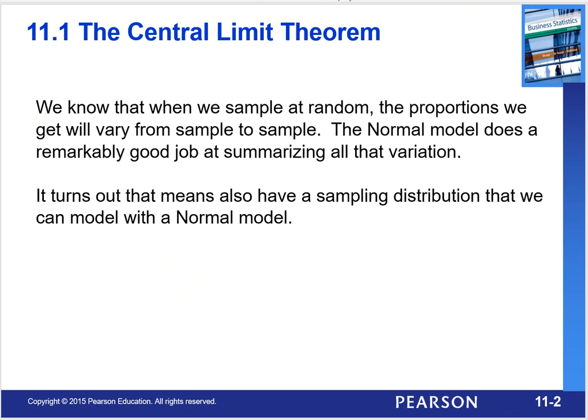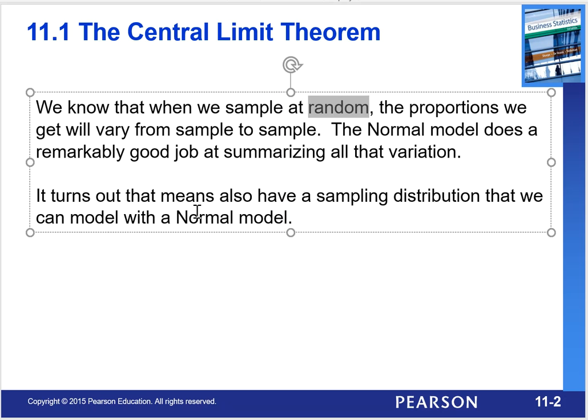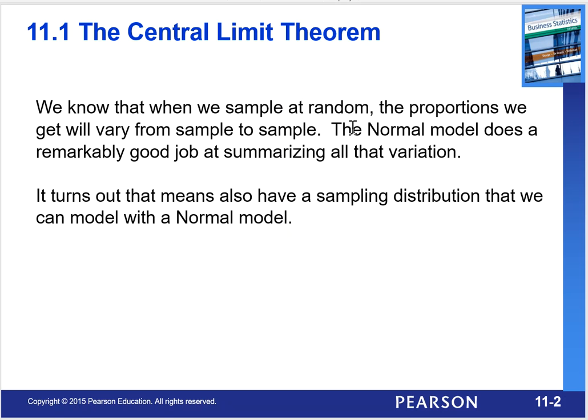Oh boy, it's not going to the next one. There we go. So, the central limit theorem. We've already done this once. It says that if you sample well, aka randomly, and you sample often enough, you should be able to get something that looks normal. So, the normal model seems to do a good job of representing that variation of all the possible samples that you could possibly see. And it turns out that this means that also having a sampling distribution, we can get a normal model. Let's take a look at what that looks like.